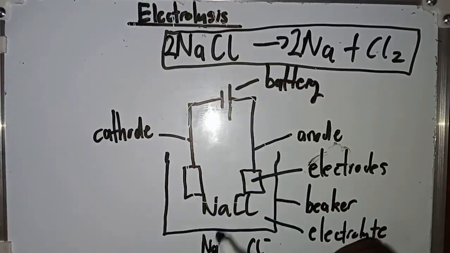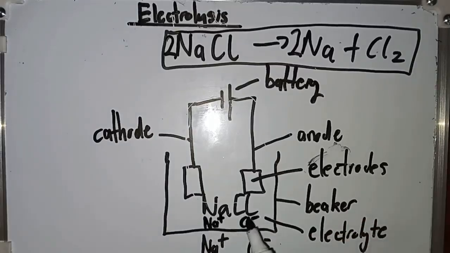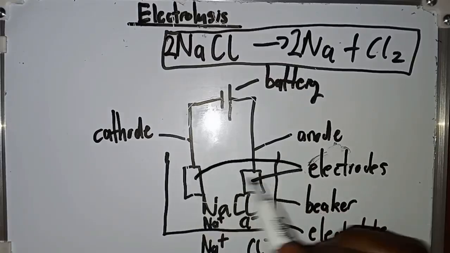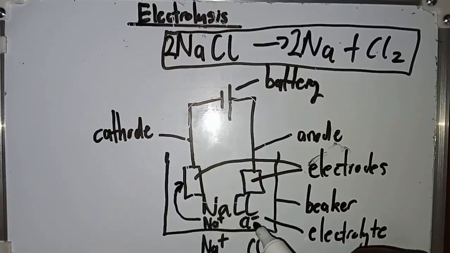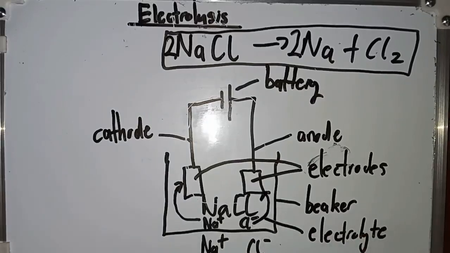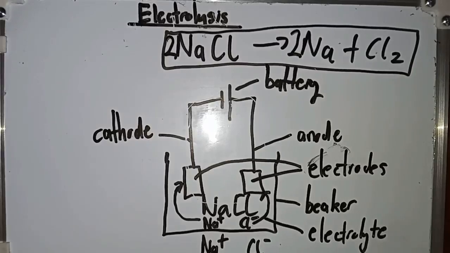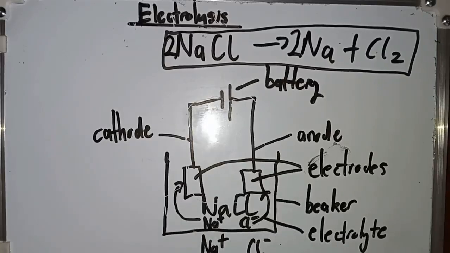So what happens is that when electricity passes through this electrolyte, these ions, this positive ion is attracted to the negative terminal, or the negative electrode. These two are the electrodes. So this one is attracted to the negative electrode, and the negatively charged ion, the anion, is attracted to the positive. Opposite charges attract. This is what happens on electrolysis: the positive attracts the negative, and the negative is attracted to the positive.